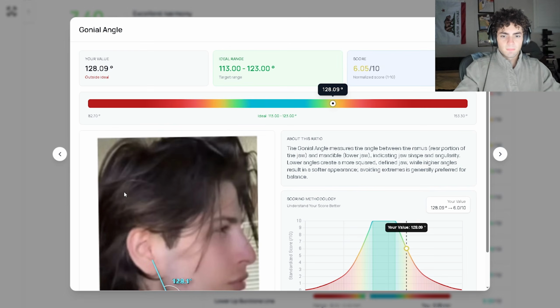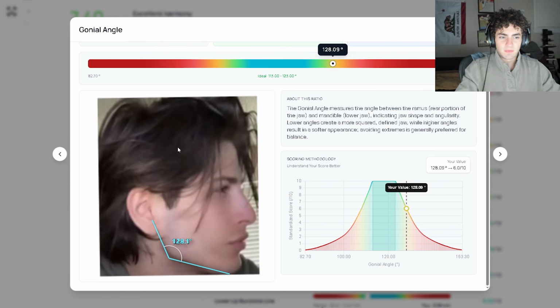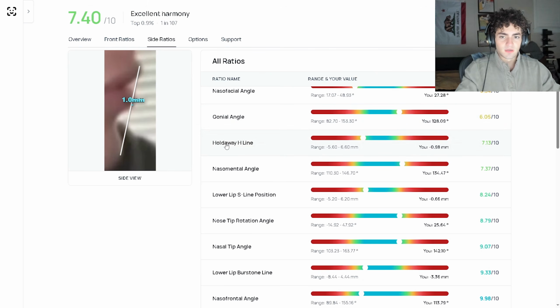Next is going to be his gonial angle. It's 128 degrees. He typically wants to be from 113 to 123. So this is about 5 degrees outside the ideal range. Not crazy, but his jaw is steep. I mean, the angle is far too obtuse. You typically would want it to be like this more, or like this more, you know? So, too steep.